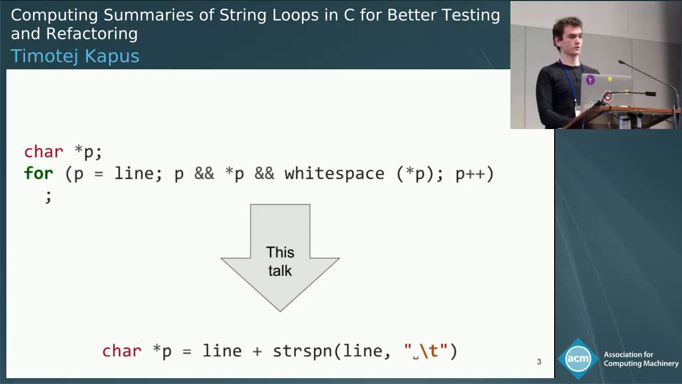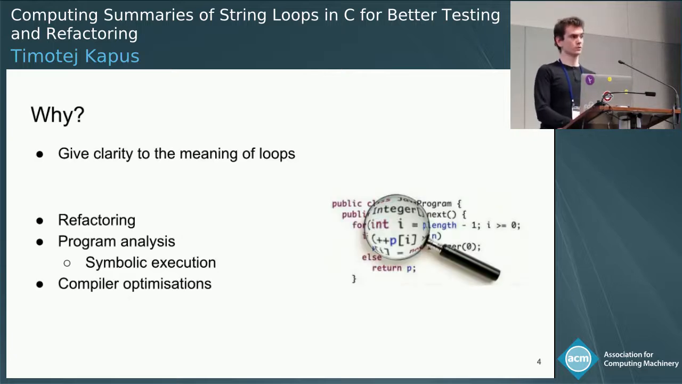In this talk, I'm going to show you an automatic technique of how we do this summarization on this loop and similar loops. The main reason we would want to do this is to give clarity to the meaning of loops, because it's easier to reason about something you know than an arbitrary loop. We believe this has uses in refactoring and program analysis, where we mostly focus on symbolic execution, but it's more general, and potentially compiler optimizations.